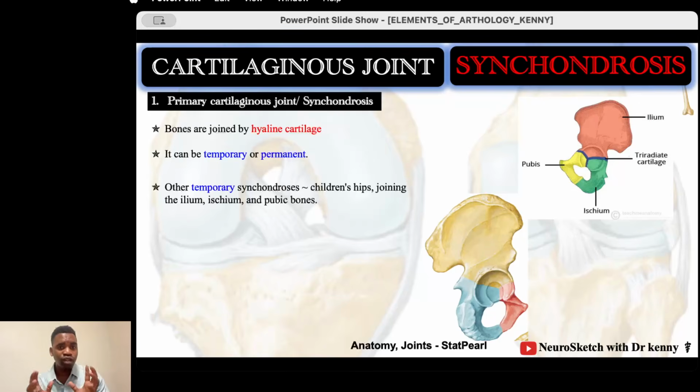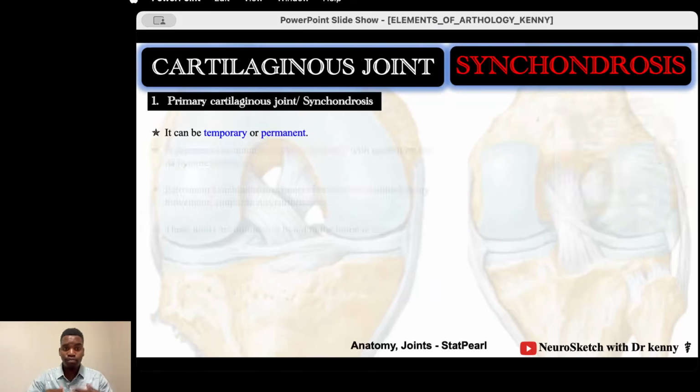Because one of the characteristics of a joint is that there should always be a material or something to separate the bones, but these bones are not separated anymore, so they are fused, and that process we've said is known as synostosis.